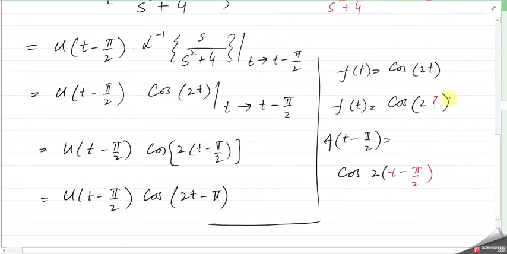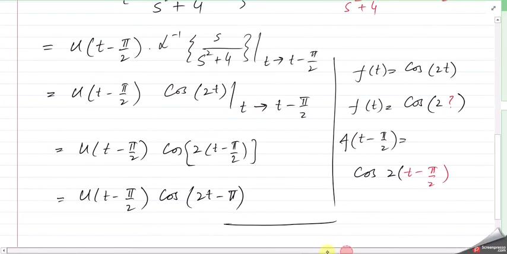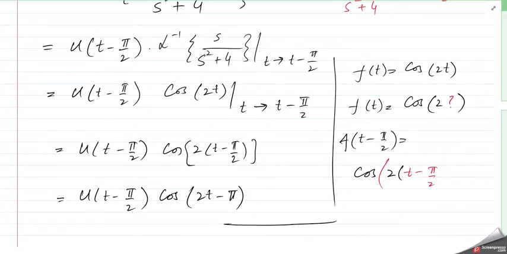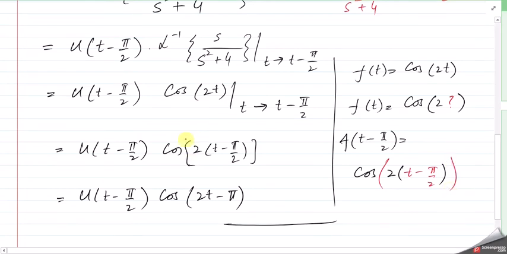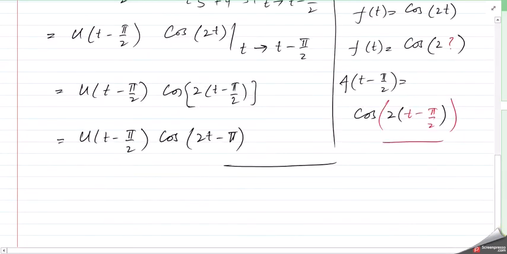Do not be confused with this bracket which we have put already. We'll put another bracket here, like this, or the square bracket if you want, like I've done here. So this t minus pi by 2 is multiplied with 2. So that's a careful step here.